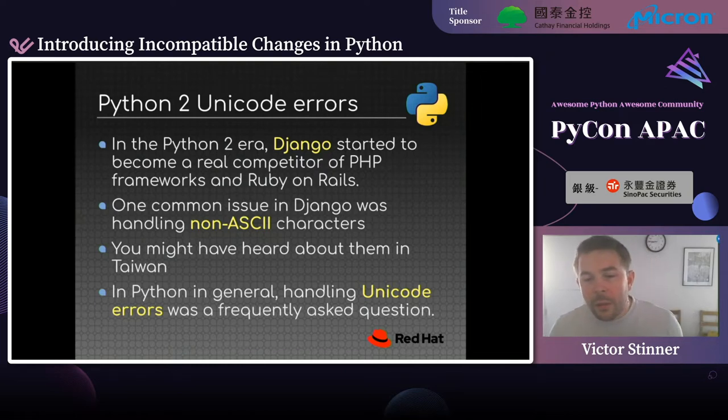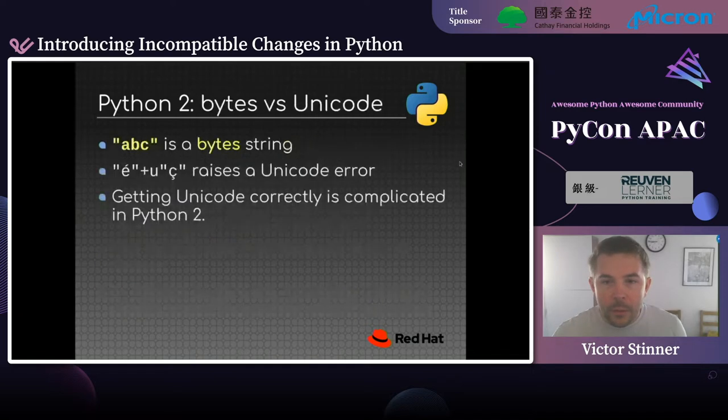And it was a very frequent question: how to handle Unicode errors. To explain the issue with Python 2, for those who only know Python 3: in Python 2, the basic string "abc" is not a Unicode string, it's a byte string. So it is made of numbers, and the issue with that is that you don't know the encoding of the string. It can be Latin 1, it can be UTF-8, it can be anything else.